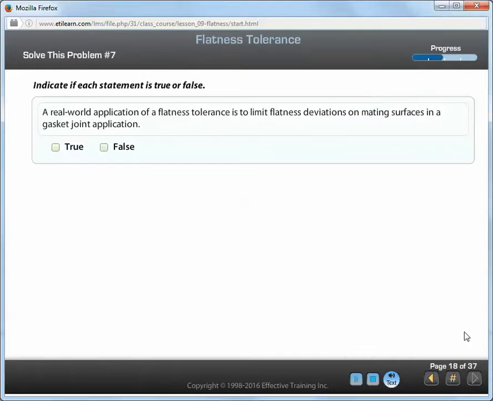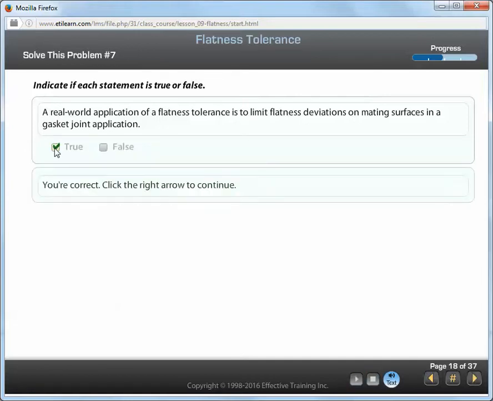A real-world application of a flatness tolerance is to limit flatness deviations on mating surfaces in a gasket joint application. You're correct. Click the right arrow to continue.